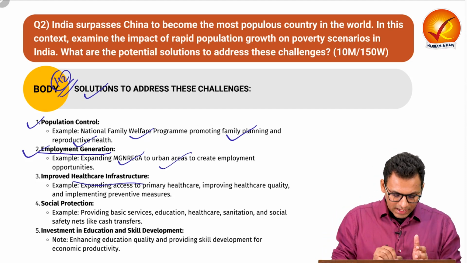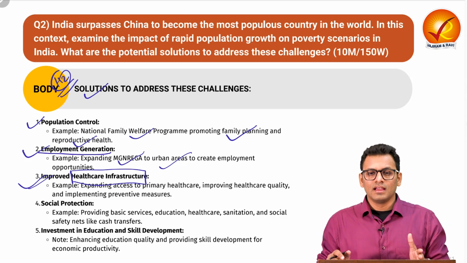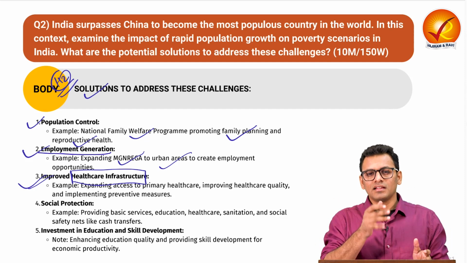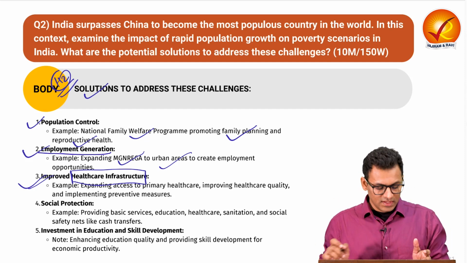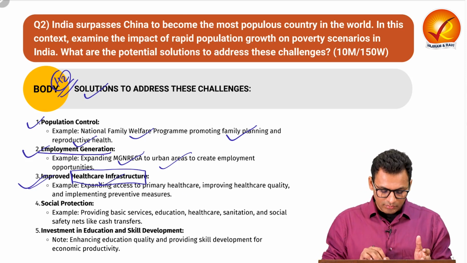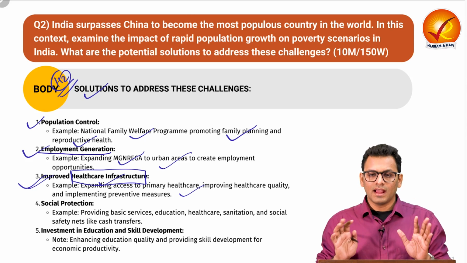The third is improved healthcare infrastructure. We do understand that there is a higher correlation between poverty and healthcare, as healthcare takes away a lot of out-of-pocket expenditure, and that kind of expenditure impacts their access to basic needs as well. So therefore, healthcare infrastructure should be augmented. We are talking about giving insurance, making sure they have primary healthcare at ease.